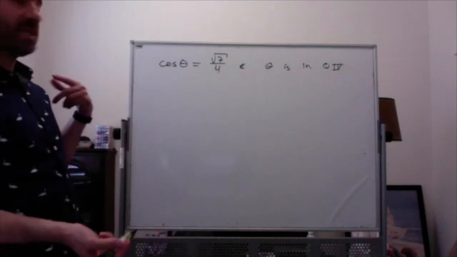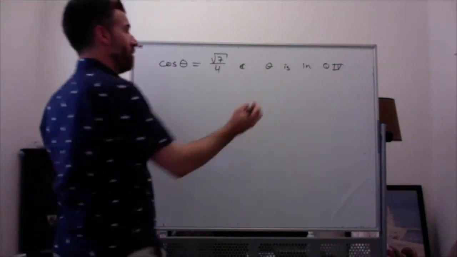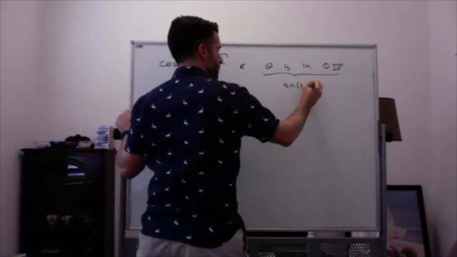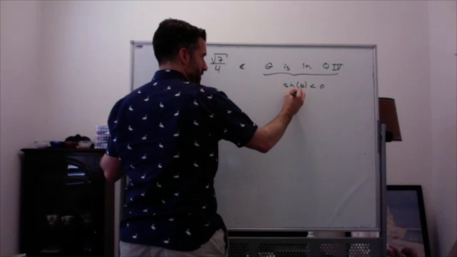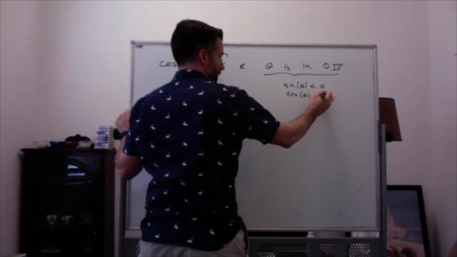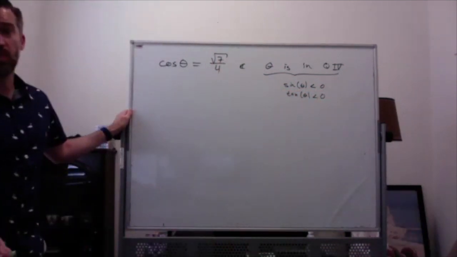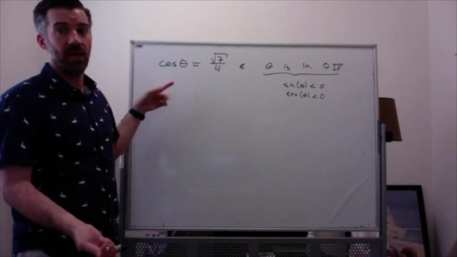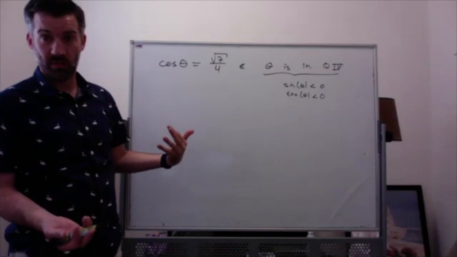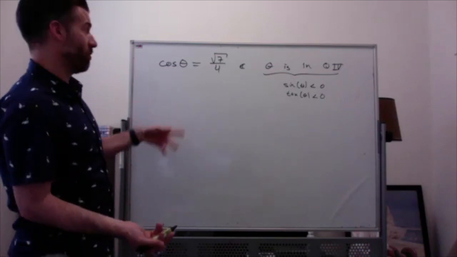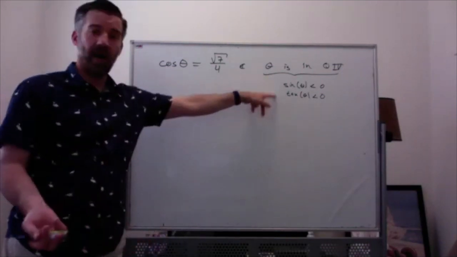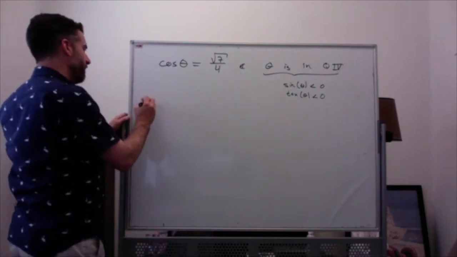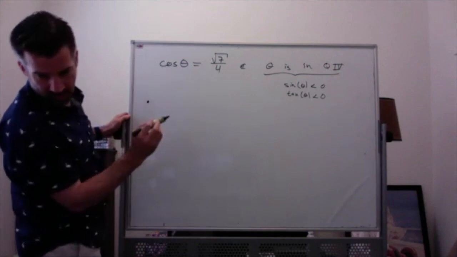There's a couple other ways I could have said this. I could have instead said sine of theta is negative, or I could have said tangent of theta is negative. Either one of those pieces of information, coupled with the fact that cosine is positive, would have to mean we were in quadrant 4. Right? Because quadrant 4 is the only quadrant where cosine is positive and either sine or both sine and tangent are negative.